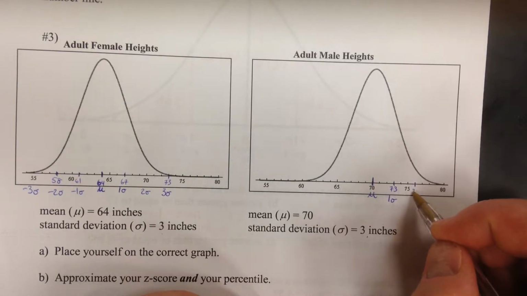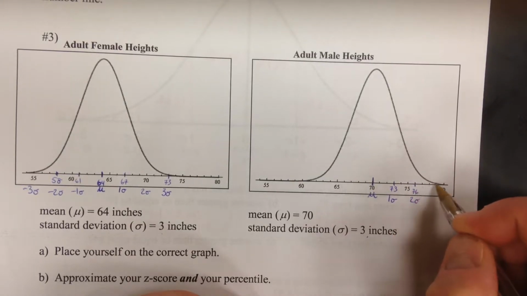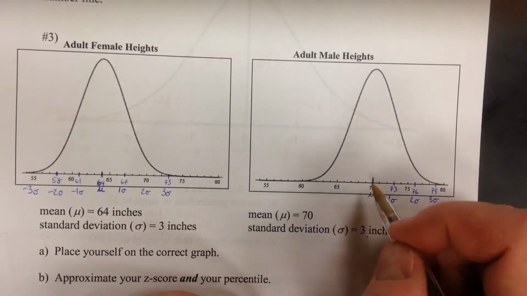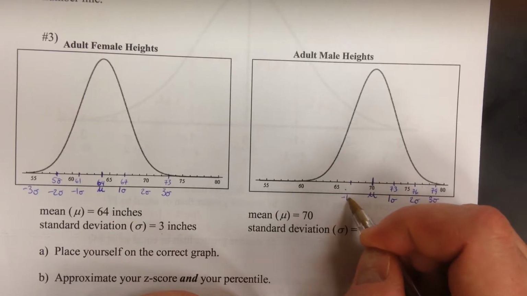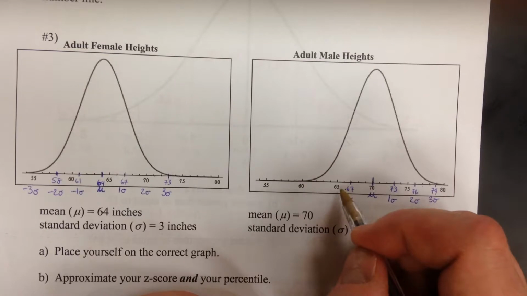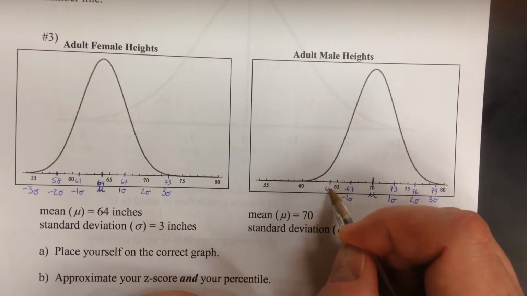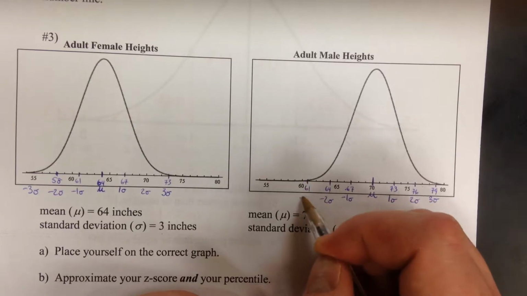So I'm just counting 3 to the right, and then I can go left 3 spaces, so this is minus 1 standard deviation, that's 67, and then 64 is minus 2 standard deviations, and 61 is minus 3.